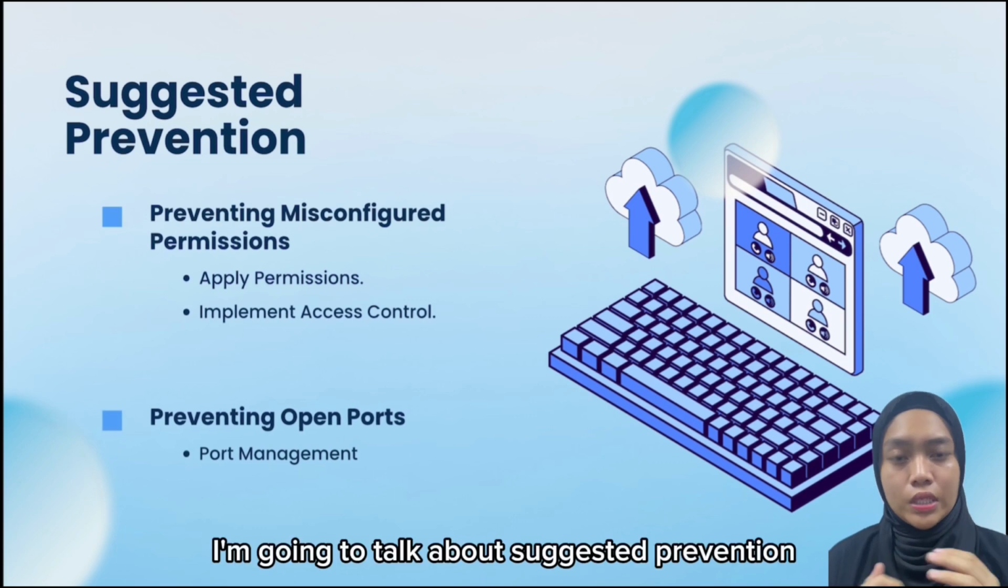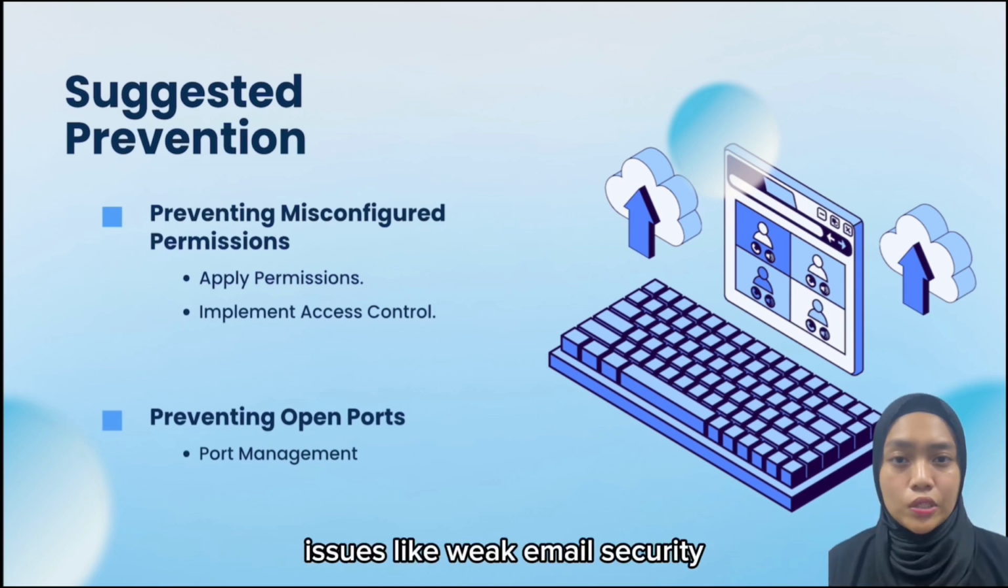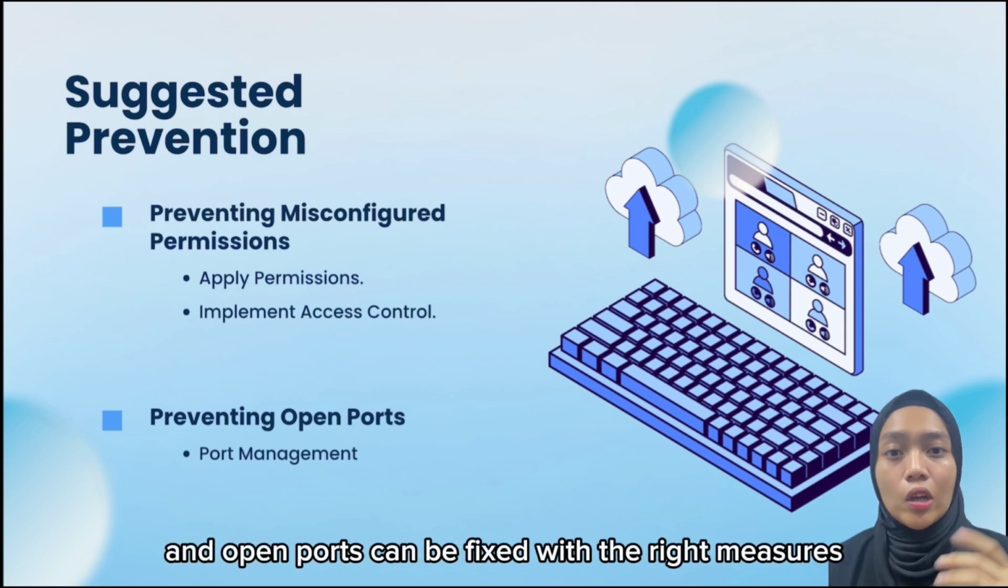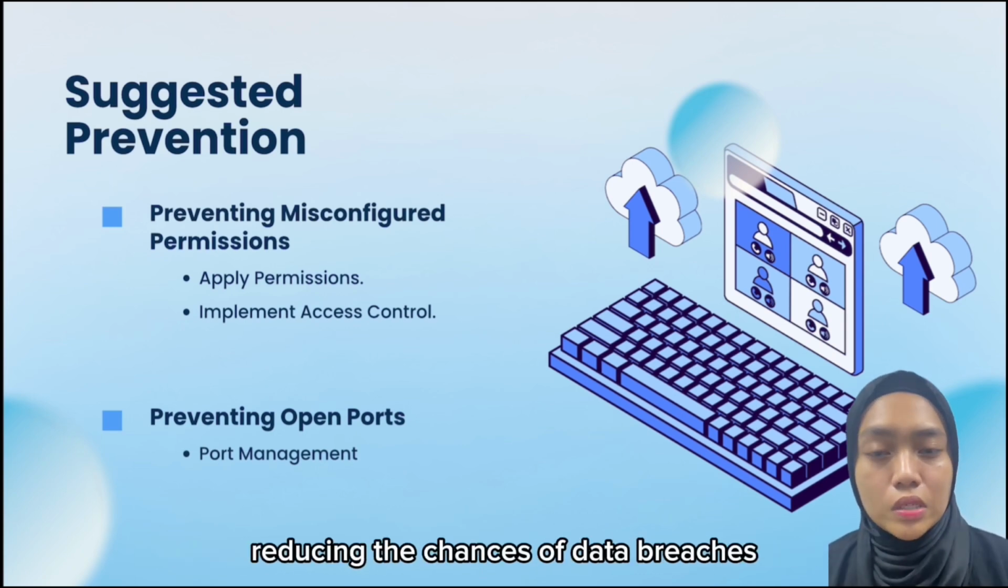Next part, I'm going to talk about suggested prevention. Preventing cybersecurity vulnerabilities is the best way to keep a Linux system secure. Issues like weak email security, misconfigured permissions, and open ports can be fixed with the right measures. These steps will strengthen security, reducing the chances of data breaches or unauthorized access.